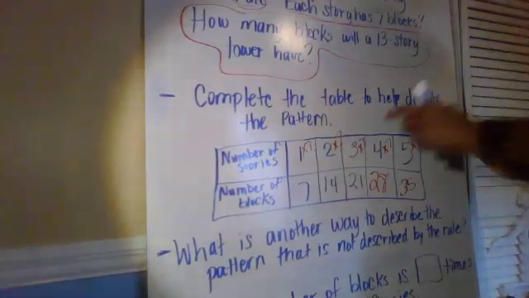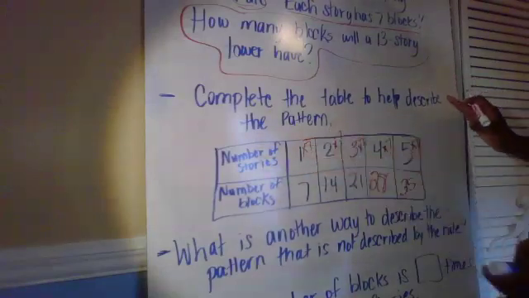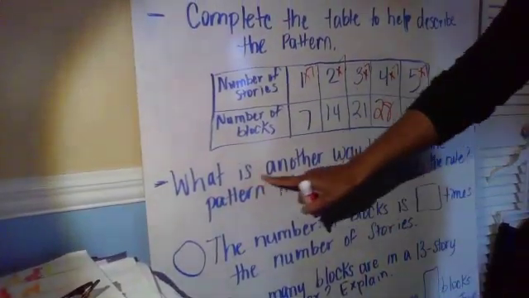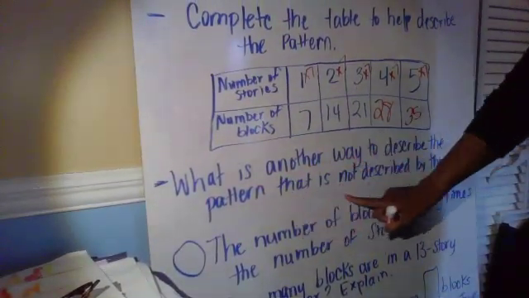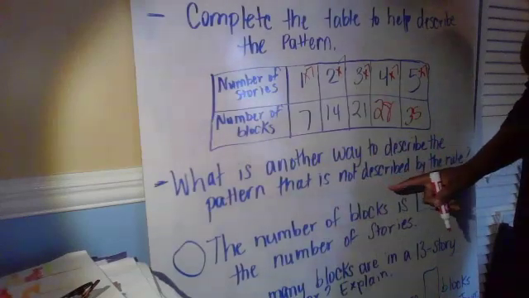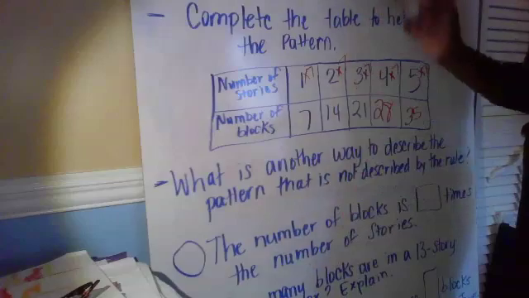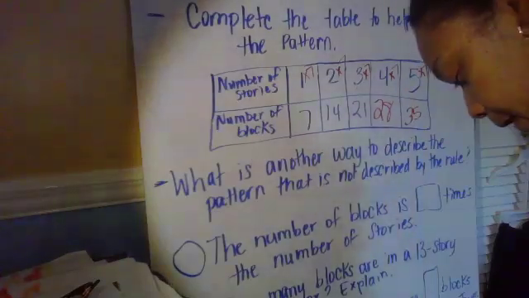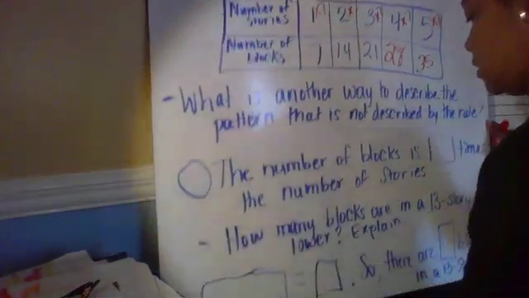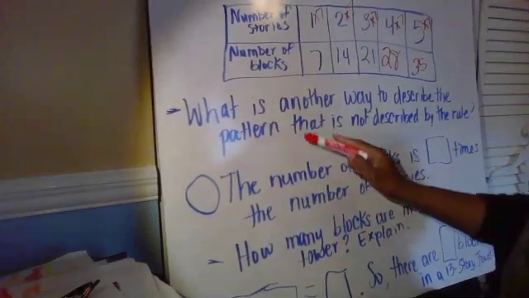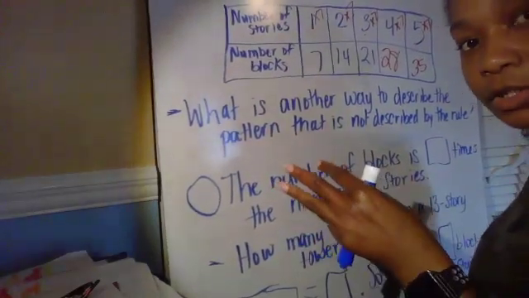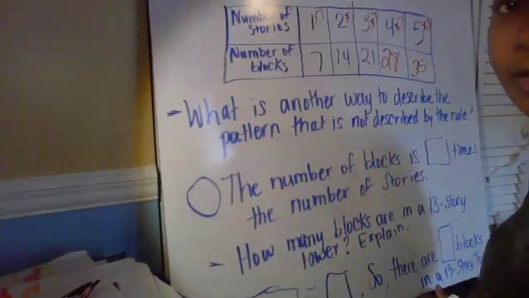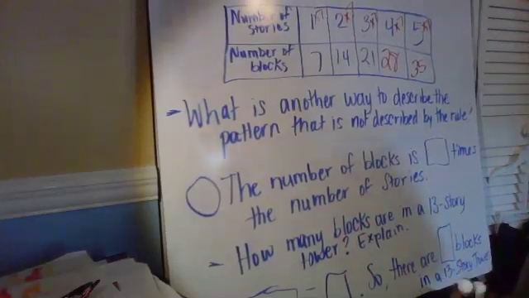Now, this is the first part of the question, part 1. The second part of the question is down here, where it says, what is another way to describe the pattern that is not described by the rule? So they're just basically saying, what's another way to describe each story has 7 blocks? How else can we say that? There are 3 options they're going to give you on your Pearson Realize. I chose the correct option, and I'm going to explain why. I think once you read it, you'll see exactly how self-explanatory it is.